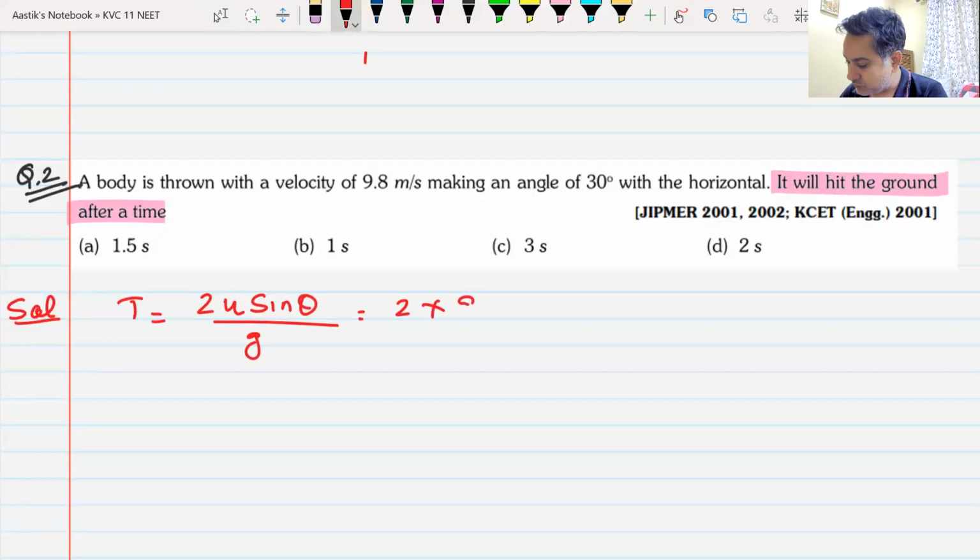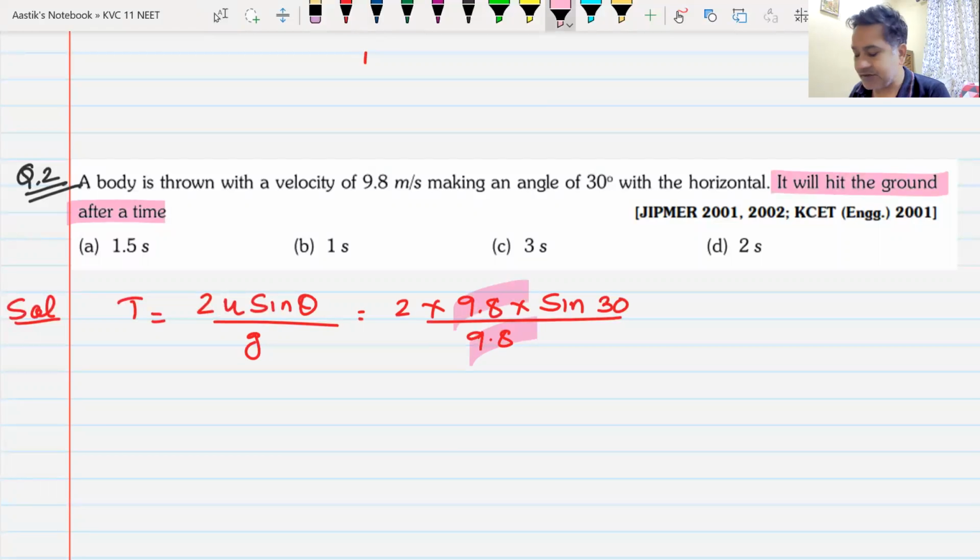2 into 9.8 into sine of 30 divided by g. G is also 9.8. 9.8 and 9.8 cancel. Sine of 30 is half. Half multiplied by 2, and the answer is 1 second. So it was as simple as this. I hope you have understood this.